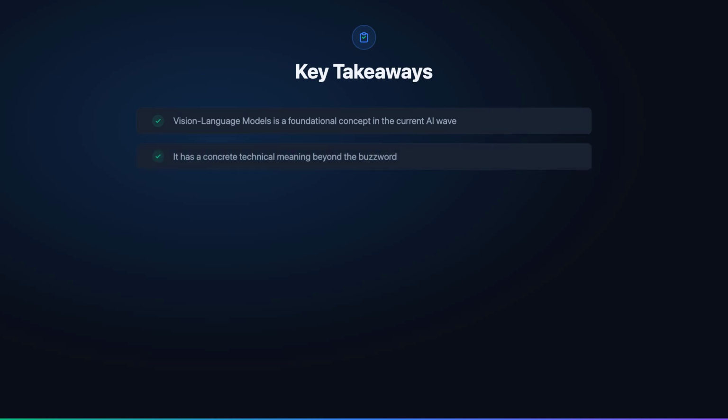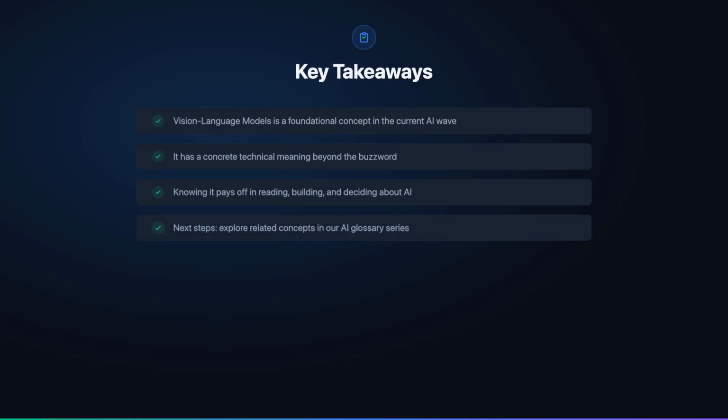Let's recap the key takeaways on vision language models and what to do next. Vision language models is one of the foundational concepts shaping the current AI wave. It has a concrete technical meaning beyond the marketing, and that meaning is worth learning. Knowing it pays off when you read AI content, build AI products, or make decisions about AI investments. A natural next step is to explore the related concepts in our AI Glossary series, where each term gets the same treatment.